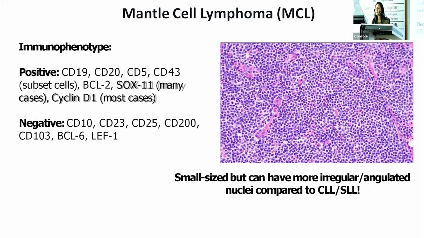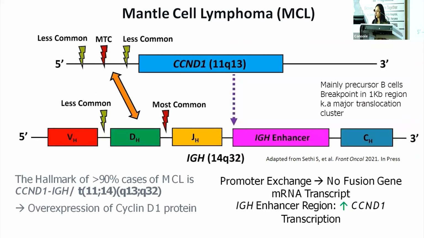So mantle cell lymphomas, as pointed out by Gaurav, are mainly SOX11 and cyclin D1 positive, and this is the morphology. This particular translocation, t(11;14), is also seen in multiple myeloma. If you just relate, how are they different? The same translocation is also there. Here, most of the breakpoints in your mantle cell lymphoma are in the precursor B cells, and the breakpoint is a 1 kilobase region called the major translocation cluster region. So this is the major translocation which is there.